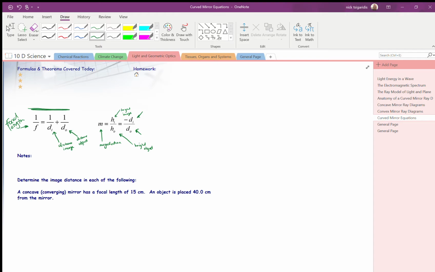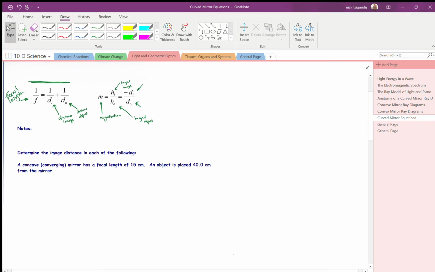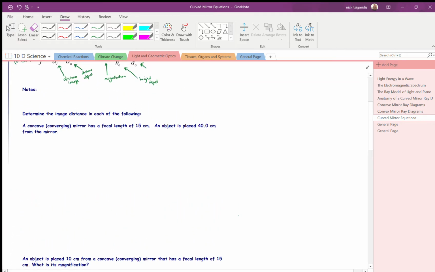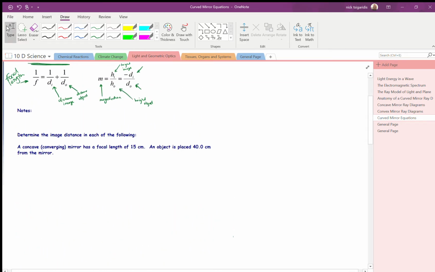So as with any word problem, I always like to write down what I have in the word problem. So without any further ado, let's actually calculate this out. So it says here, determine the image distance in each of the following. So I'm going to be looking for, in this particular case, di. So I guess I'm doing this twice because there's two examples here with image distance. So if that's the case, I'm going to read the first question.